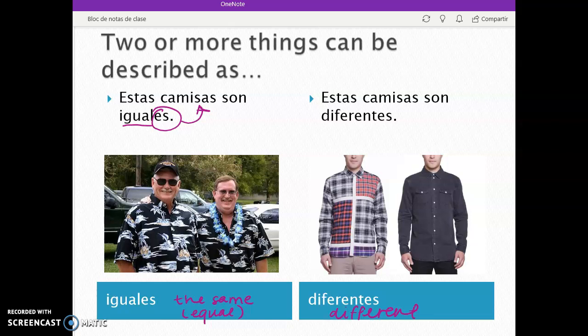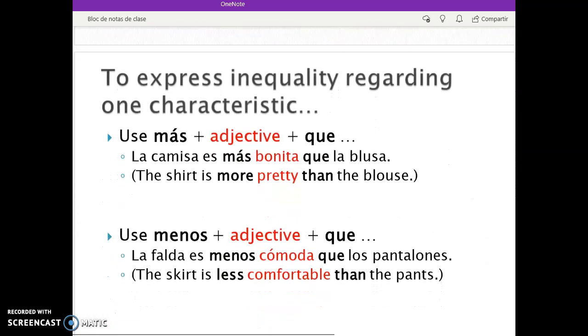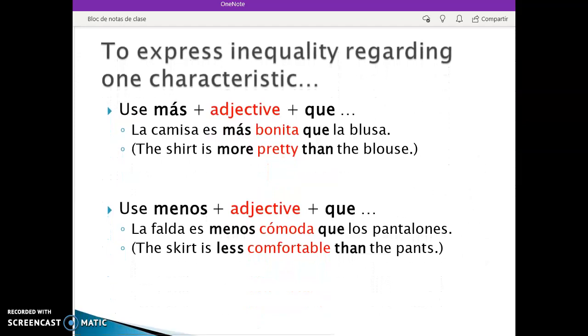And then if you look at the second one, basically the same thing. Estas camisas, these shirts, son diferentes. They are different. And this in its singular form is just diferente. You can add an S then to agree with las camisas. Okay, so far, not too challenging. Here's where we have lots of details to go through.